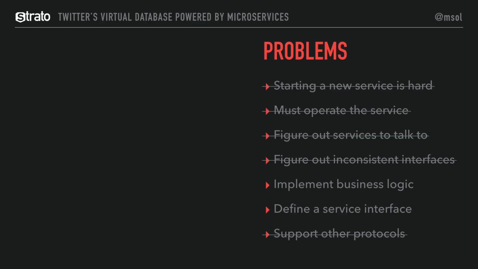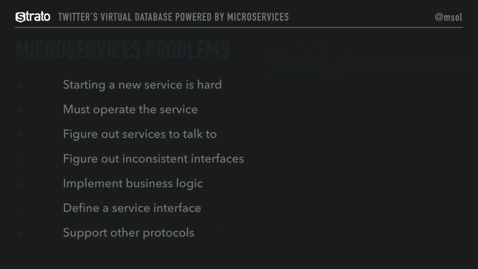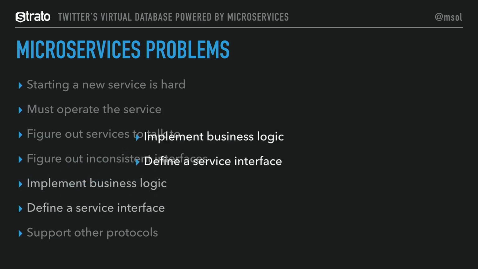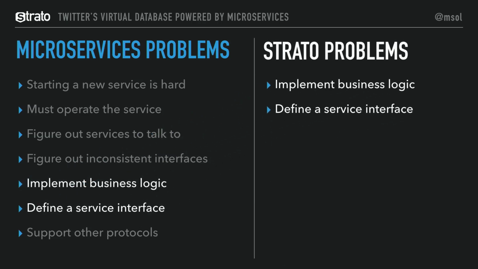OK, so here's the list of problems we've accumulated. Let's pretend we're in Minority Report, rearrange things a little bit. And we can maybe look at them like this. So here are the problems we encountered when building our tweet-offs feature in a microservices environment. And here are the problems that we have in common when building it in a Strato environment. So let's look at those side by side. As you can see, a virtual database like Strato does not do all of your work for you. But it does let you focus on the things you cared about in the first place.